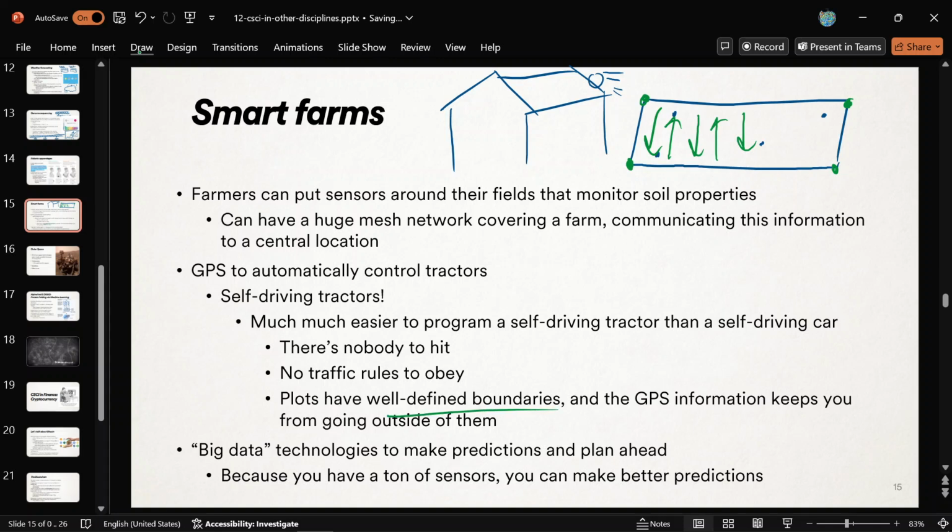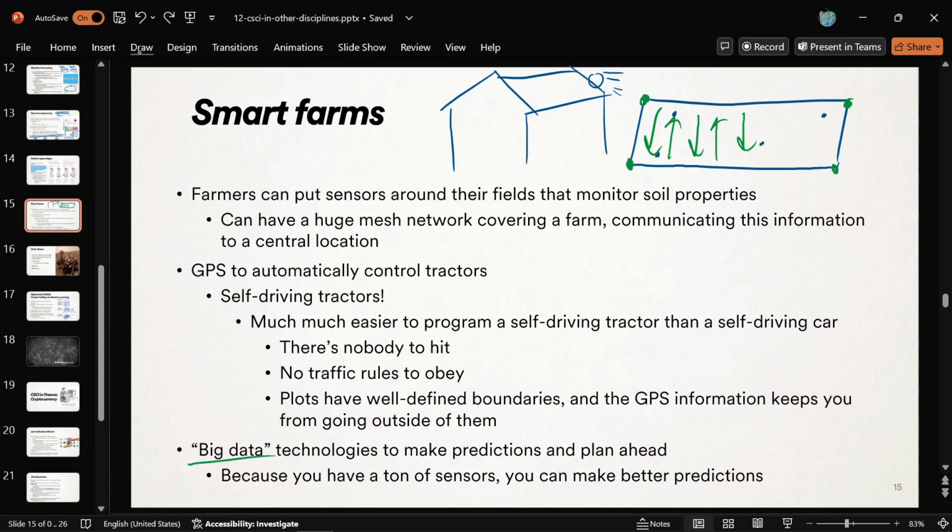Very well-defined boundaries of your plot of land that you want to go through. As long as the GPS satellite doesn't get jammed by one of our enemies or something, you're good. Yeah, maybe it has a fail-safe and the tractor will stop if it ever loses the GPS signal anyway. It's not going to hurt anybody or anything. So that's really cool. Okay.